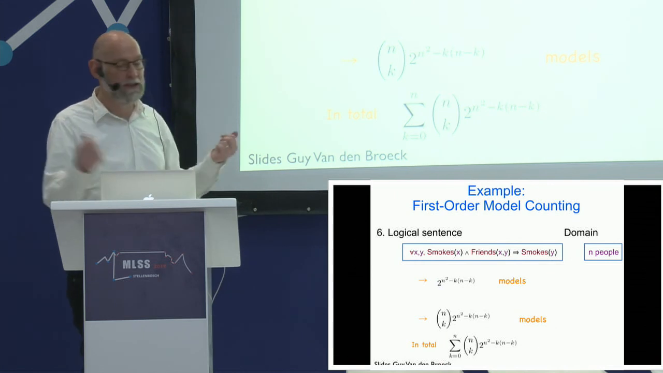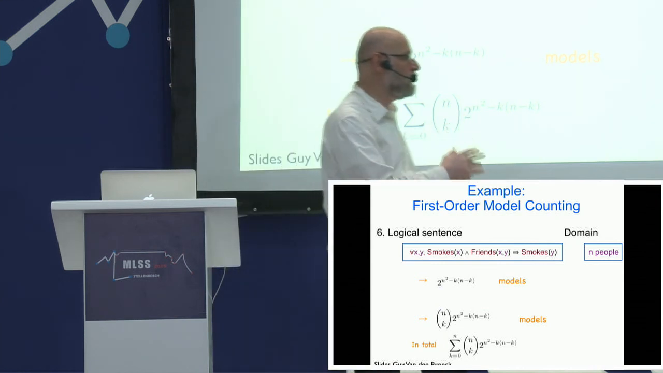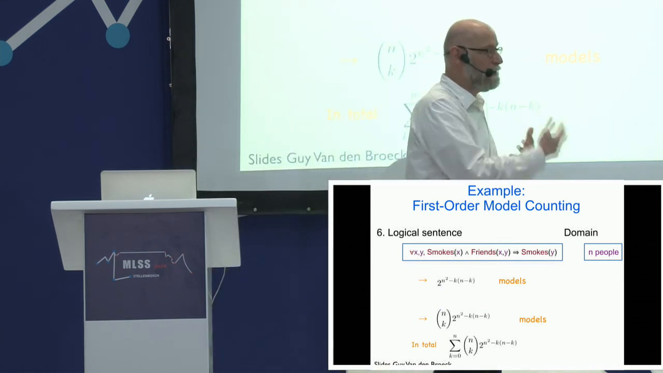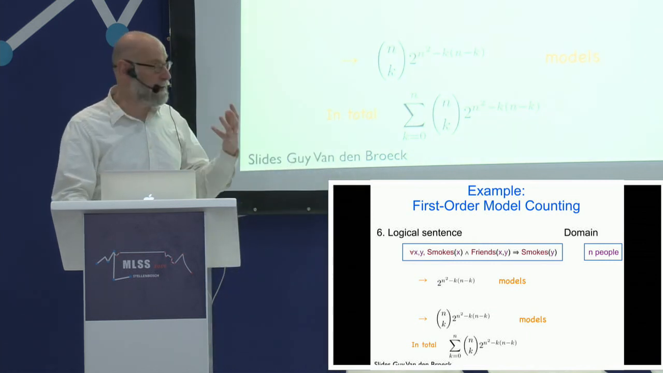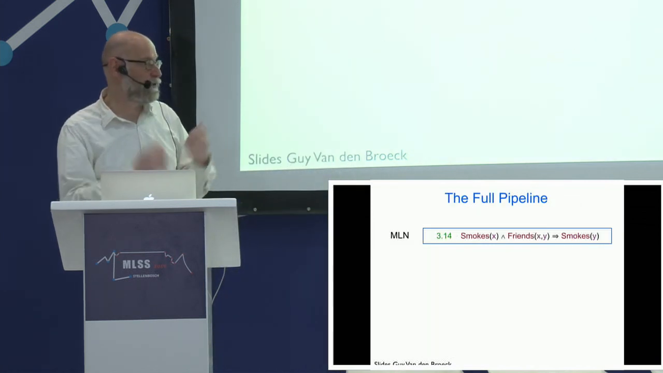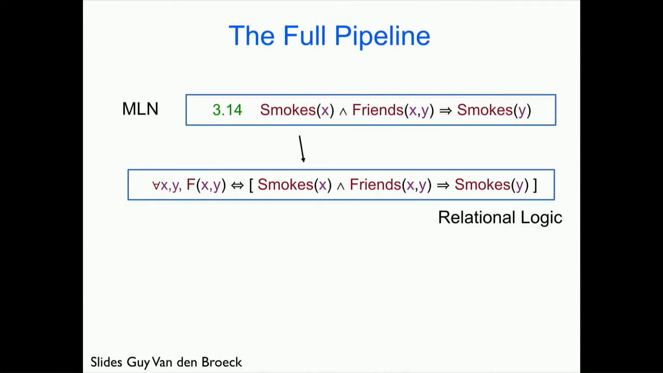And you see that even with these very simple logical formulas, and with just one logical formula, counting this stuff becomes pretty much involved. But again, this is what is essential, in a sense, to solve the inference problem. It's also what people do in Markov logic. You can turn Markov logic very easily into a model counting problem.